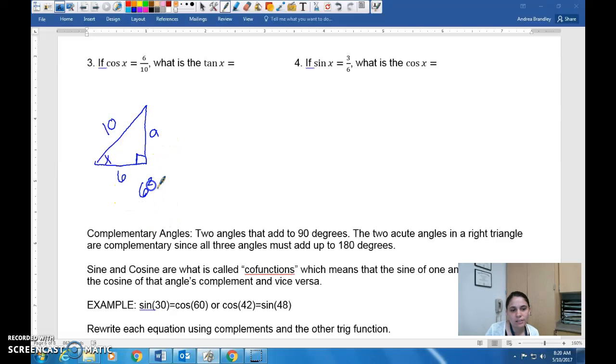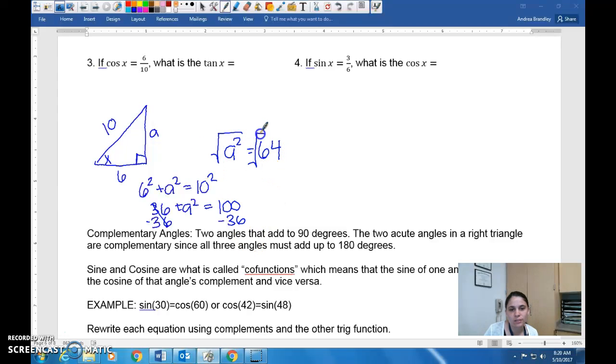So I have 6 squared plus a squared equals 10 squared, or 36 plus a squared equals 100. So I'm going to minus that 36 from both sides, and I have a squared equals 100 minus 36, which is 64. So then I'm going to take the square root of this side, the square root of this side, and these cancel, and the square root of 64 is 8.